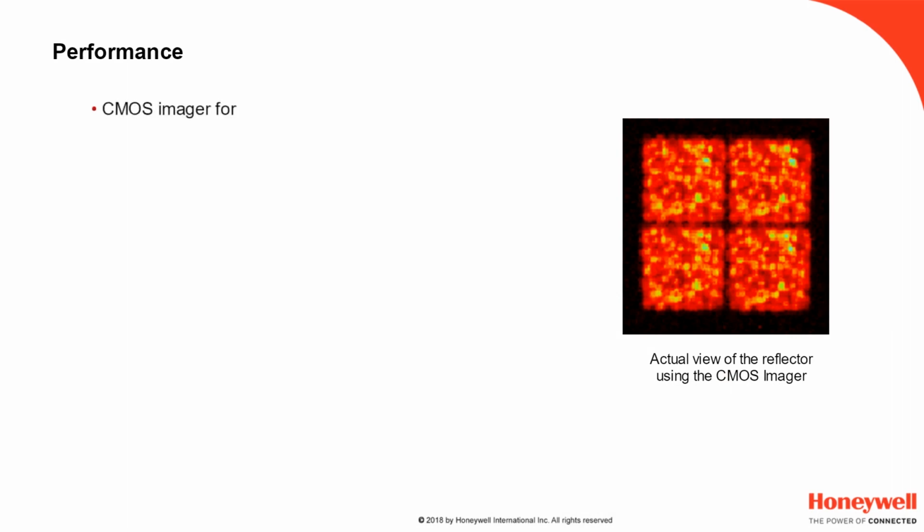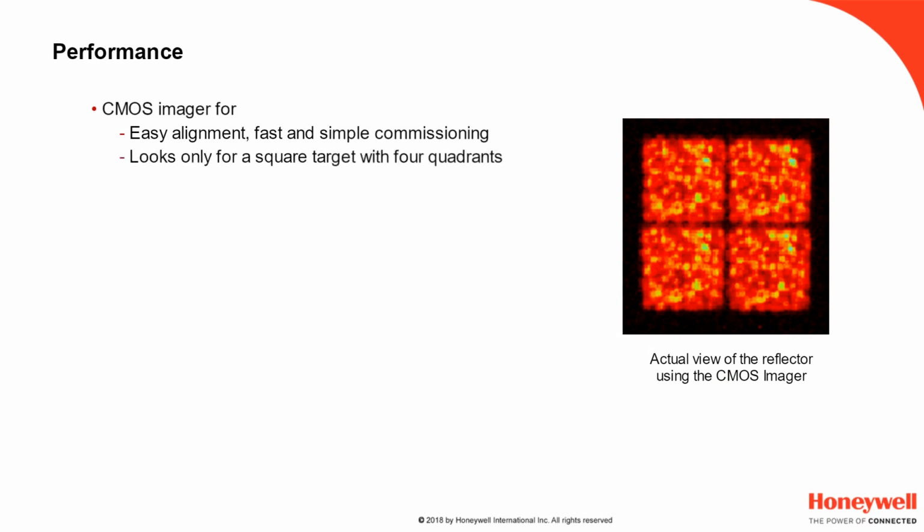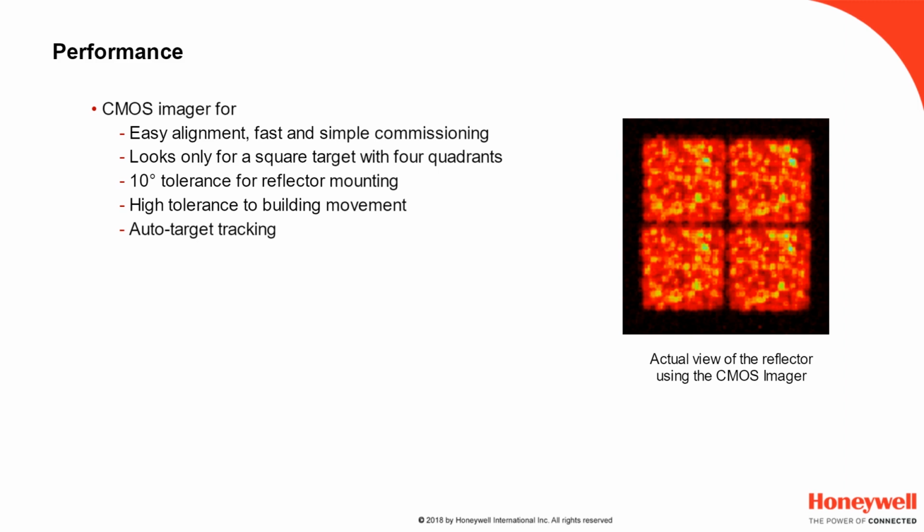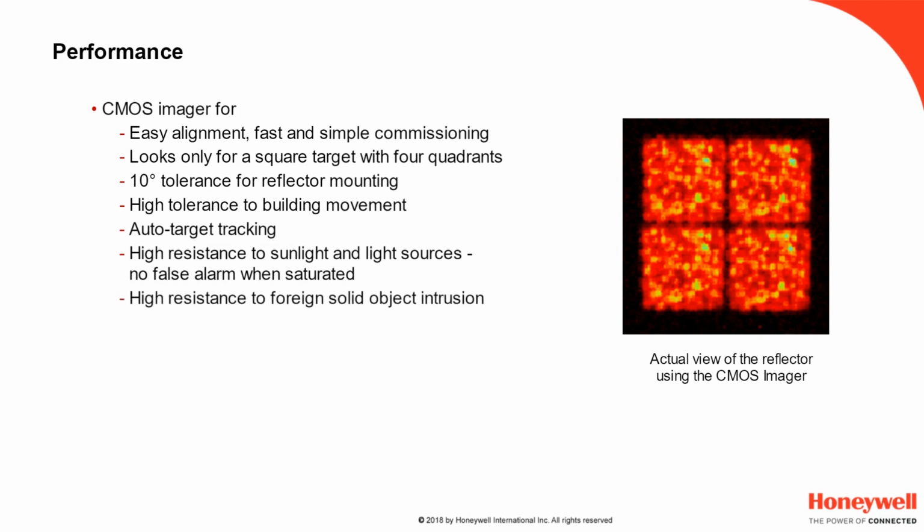One of the keys to the OSID's performance is its use of a CMOS imager rather than the traditional photoreceiver. A photoreceiver has an effective resolution of 1 by 1 pixel. The CMOS imager has many thousands of pixels and produces an image of the field of view seen by the device, which the software can interrogate and interpret. The interpretation allows the simple alignment process and supports the tolerance to alignment issues, building movement, and false alarms caused by sunlight or intrusion.